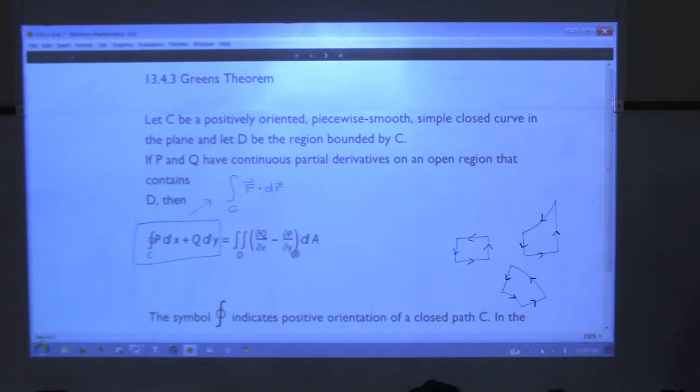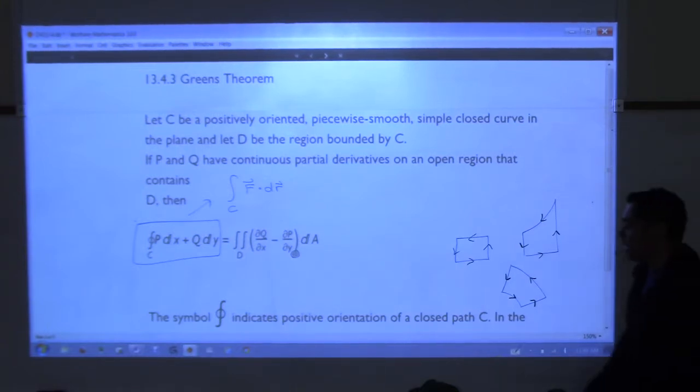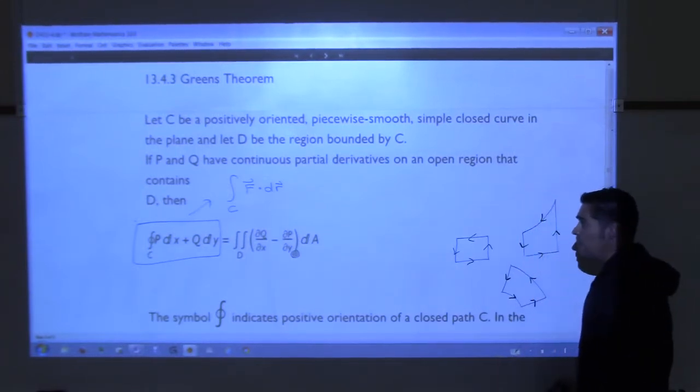So you can do line integrals by doing double integrals instead. And it works the other way around. You can actually do double integrals by doing line integrals. And this can make life very, very nice.